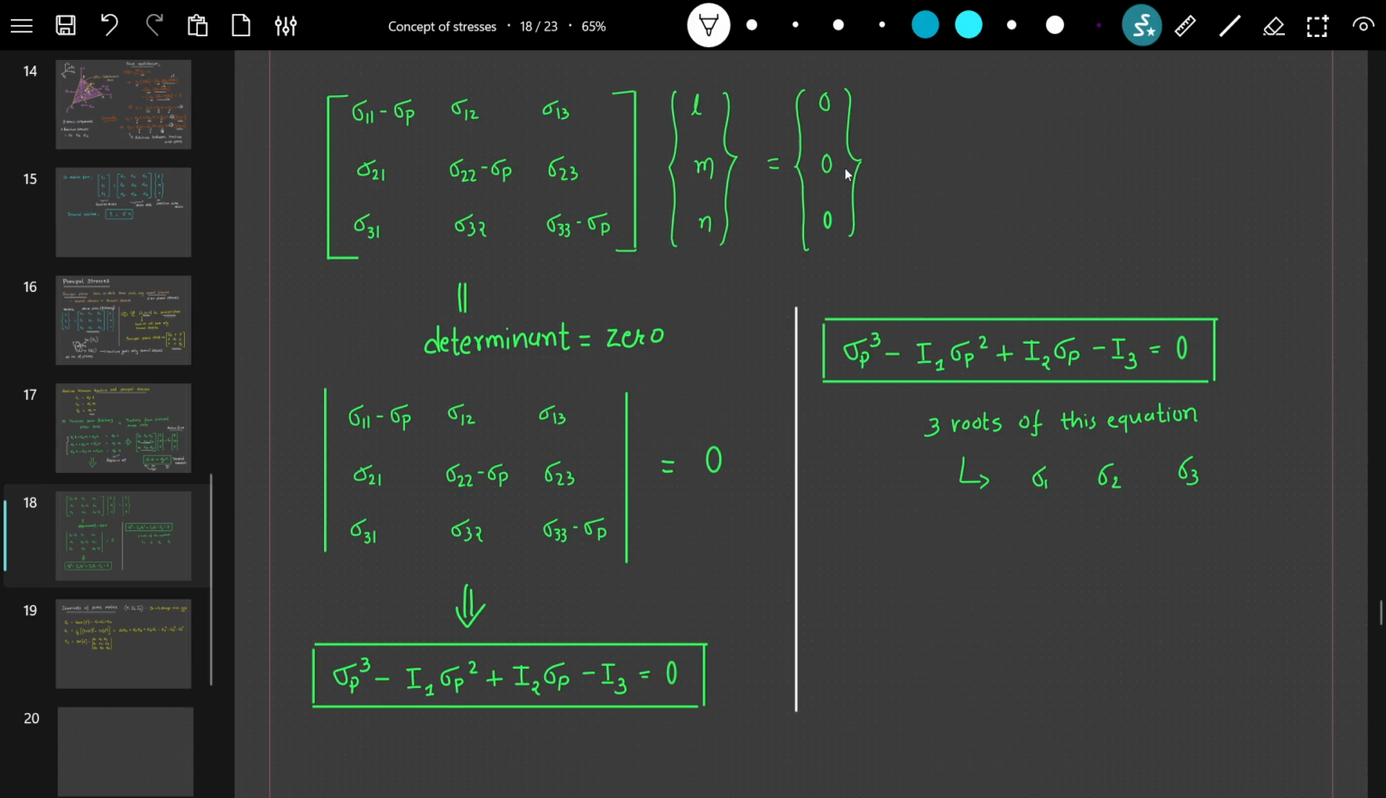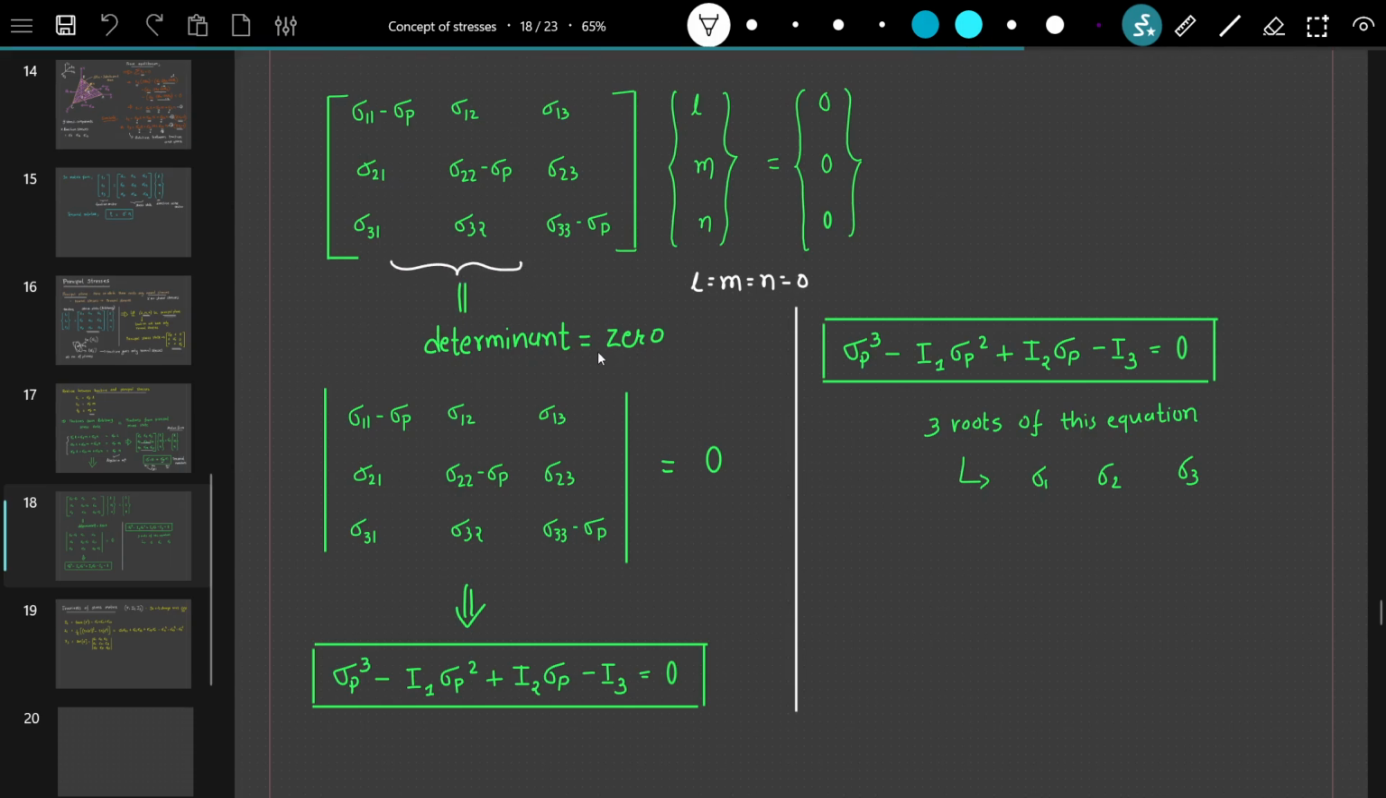Now in this equation, if we say L equal to M equal to N is equal to 0, it gives a trivial solution. That means we cannot solve this equation. That means this should be 0. So the determinant of this matrix being 0 is the solution of this equation. So the determinant of this matrix is equal to 0.